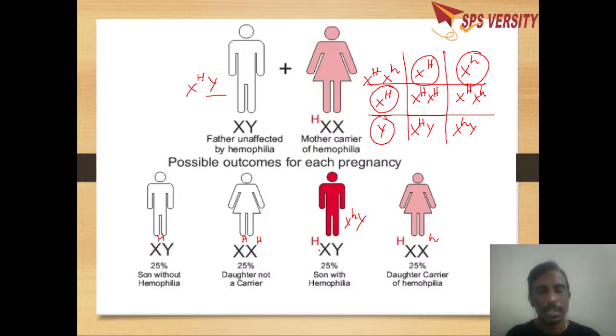That means if you take a total of 4 individuals, each is 25%. If you take females specifically, 2 are there, so 50% normal, 50% carrier. If you take males, 50% normal and 50% hemophilic. So this is how we get the final outcome of the offspring.